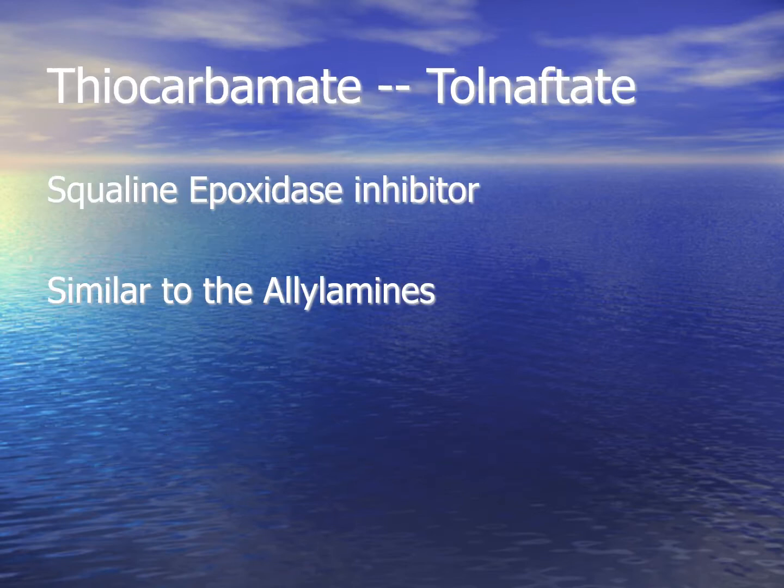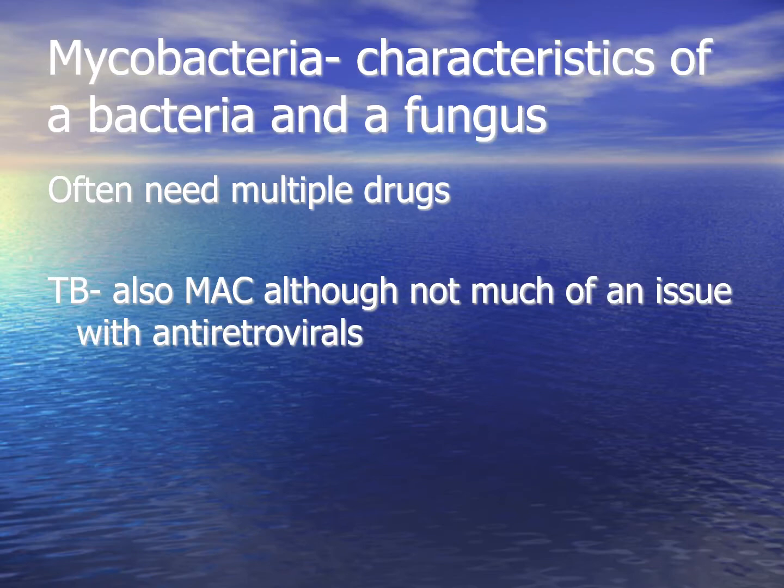The thiocarbamates are in those same family with the allylamines. Again, though, the tolnaftate, which is Tufactin, Tinactin, is another option. I use this a lot in teenagers because it's sprayable, and they far prefer the spray to greasy and gooey ointments and creams. So this does give you another option. Again, you do sometimes just have to rotate your choices. So that sort of concludes our discussion of the fungi.